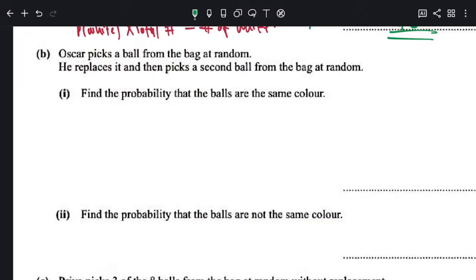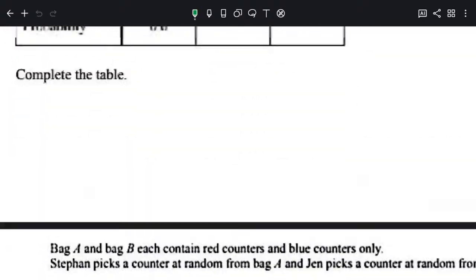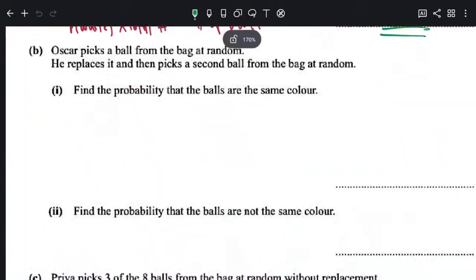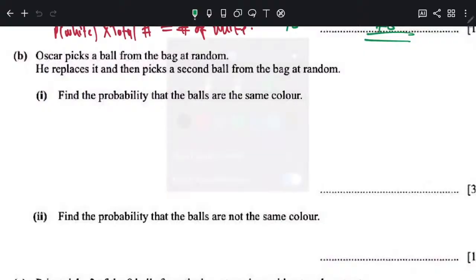Last thing, okay? The rest will do. Oscar picks a ball from the bag at random. He then replaces. Okay, thank you for that. So nothing will change. He then picks a second ball. Find the probability that the balls are the same color. This one you don't even need a tree diagram because nothing is changing. You are picking twice, but nothing is changing.